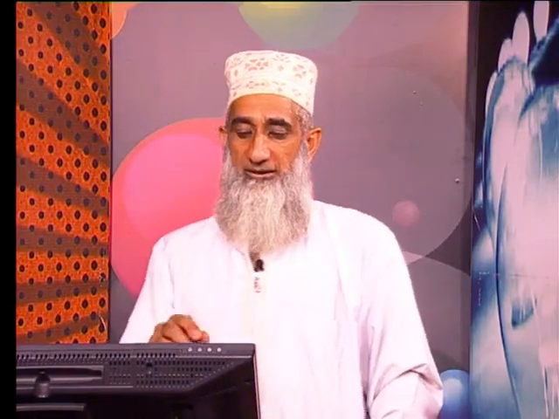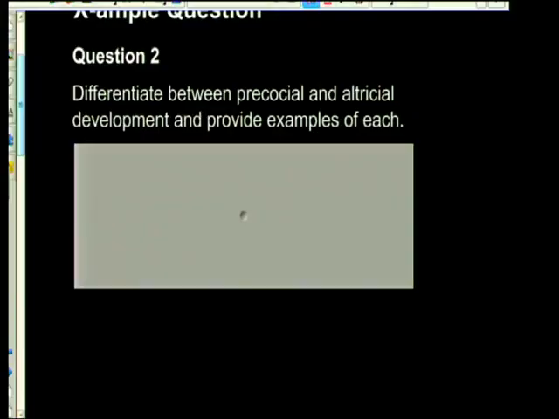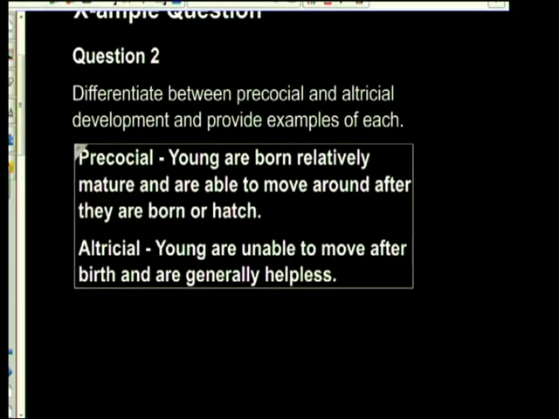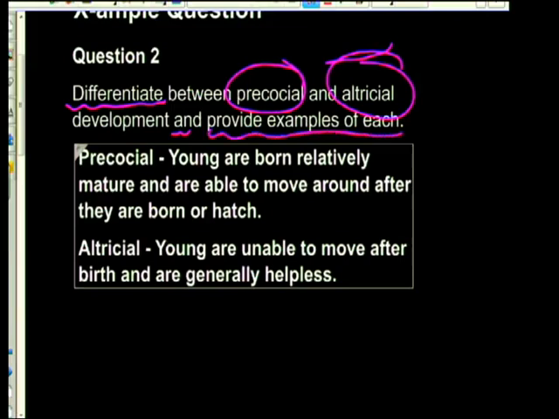Good. The next question, differentiate between precocial and altricial development and provide examples of each. Now here, you have to just explain them because you are to differentiate. Differentiate, the verb means that you must explain what this one is and what that one is. And they said, another verb there, provide examples of each. So underlining your keywords, etc., has important value in this particular question.